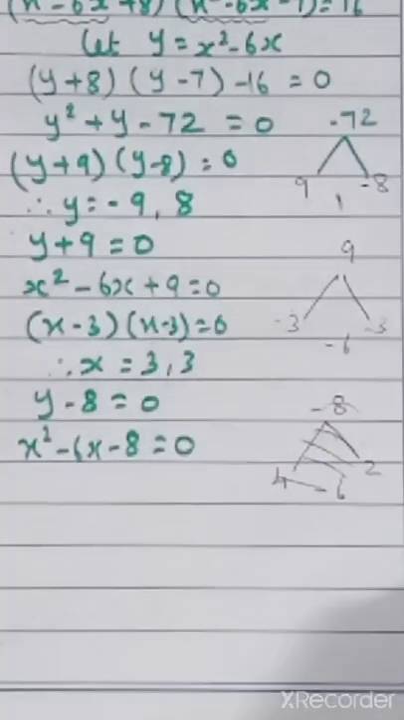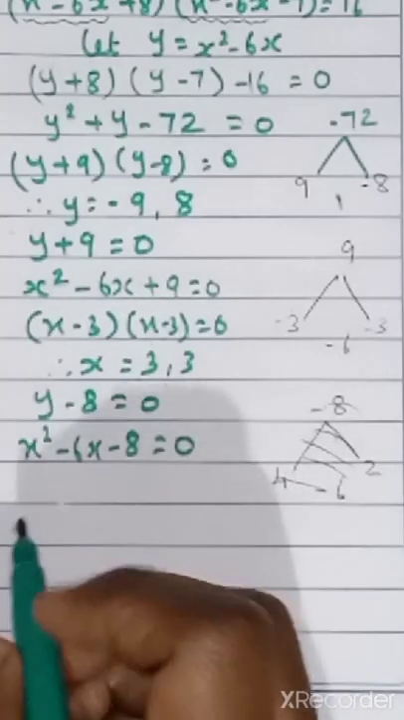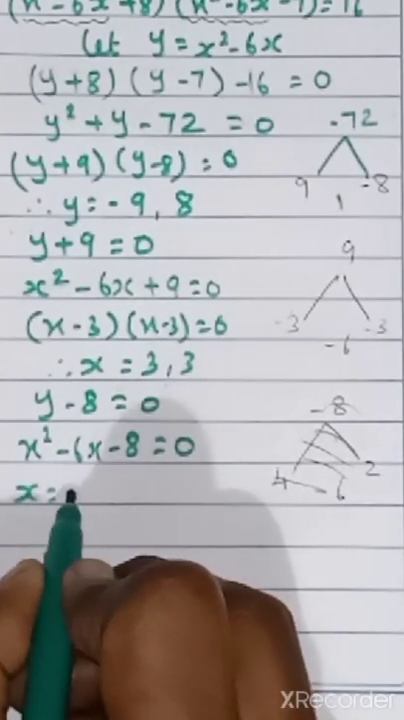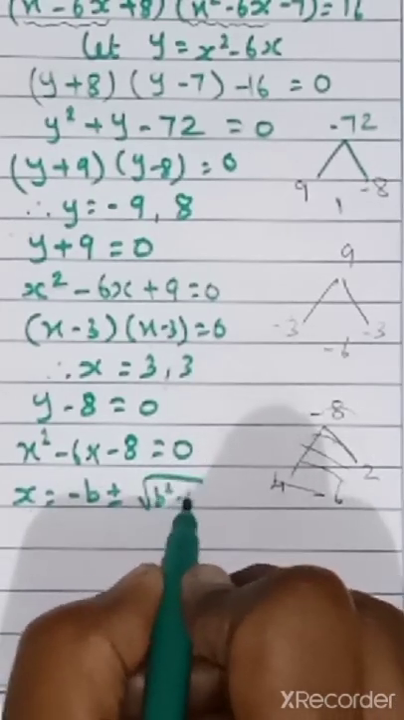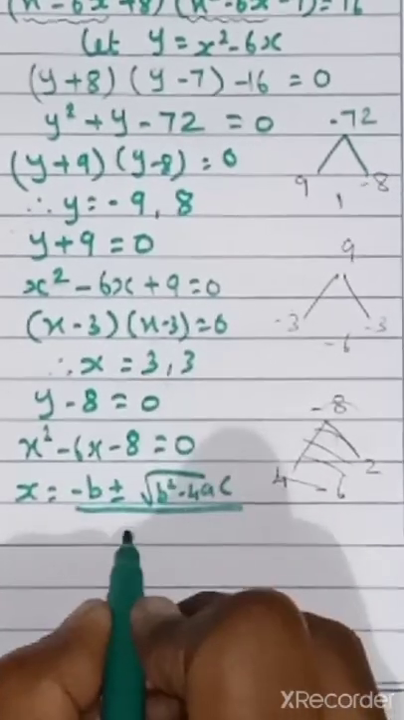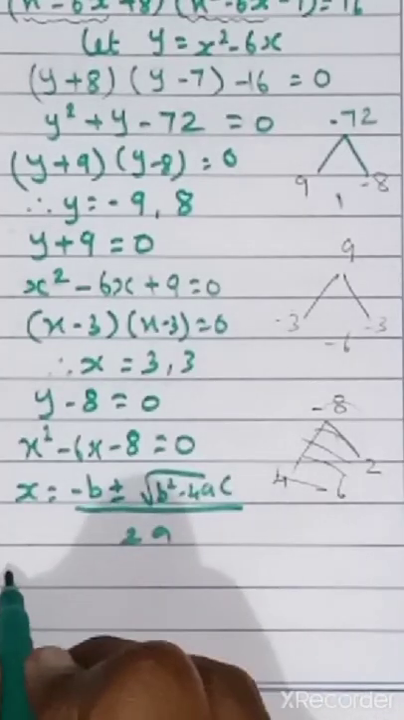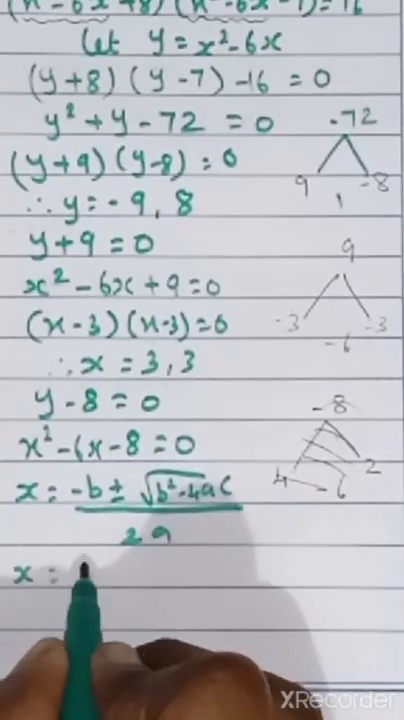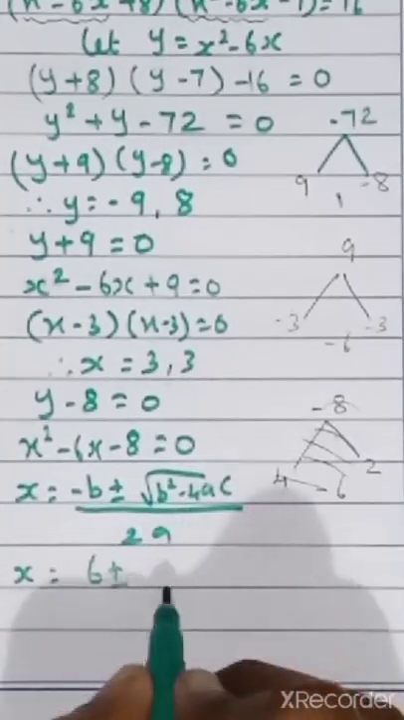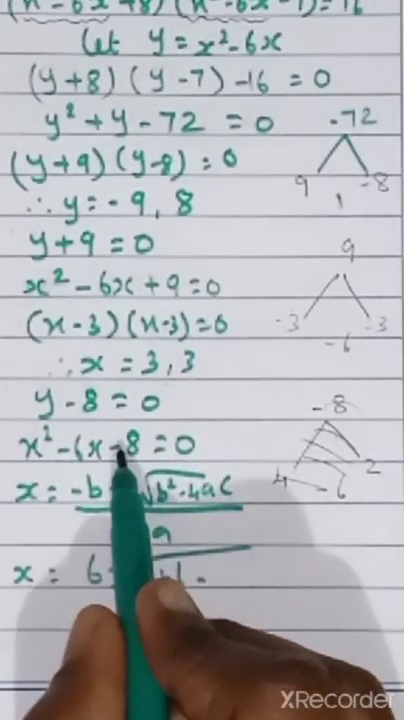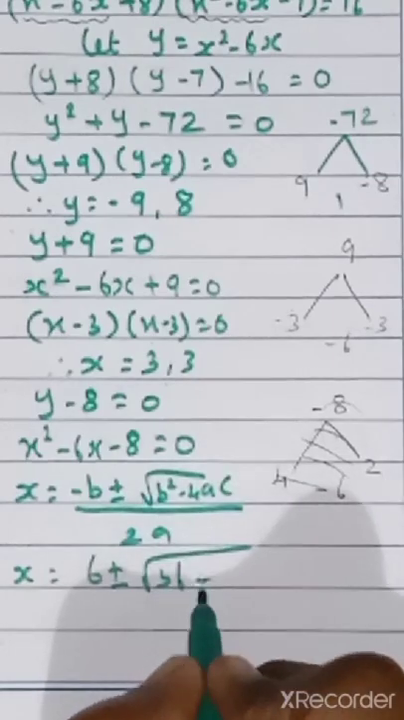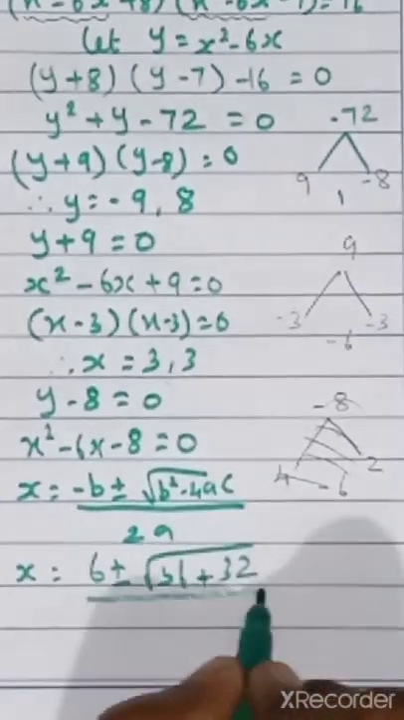So if we can't use the tree method, what can we do? We can use the formula. So x equal to minus b plus or minus root of b square minus 4ac by 2a. Correct? So again if you simplify, x equal to 6 plus or minus square root of 36 minus 4 8s are 32, plus 32, by 2.